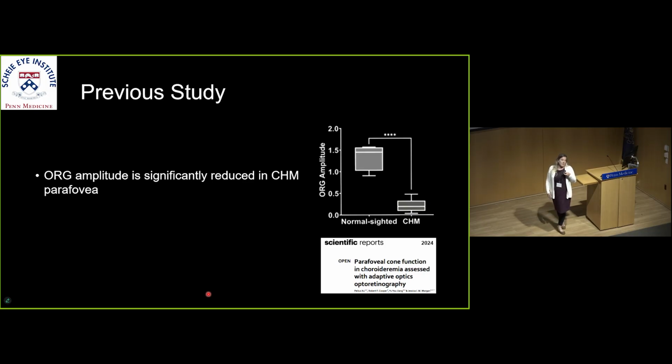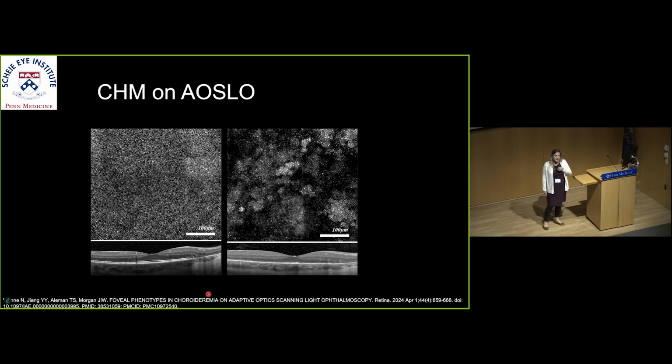Previously, my lab has done many studies in choroideremia, and we have initially shown that the ORG amplitude was significantly reduced in the CHM patients. And we have also studied just the structure of the photoreceptors in this group. There was a large study undertaken in the lab with, I think, more than 50 CHM patients. This is a rare disease, so that is a high number of choroideremia subjects included, looking at the foveal phenotypes of these patients.